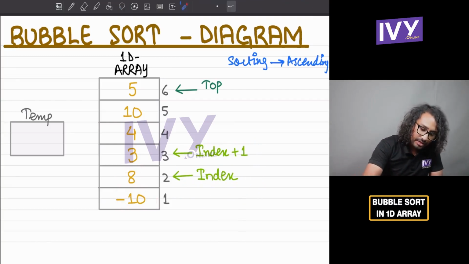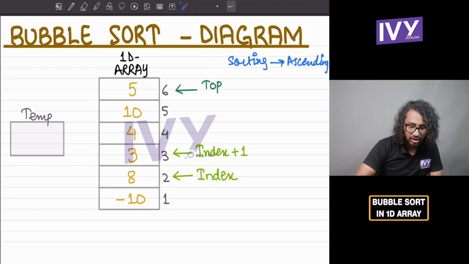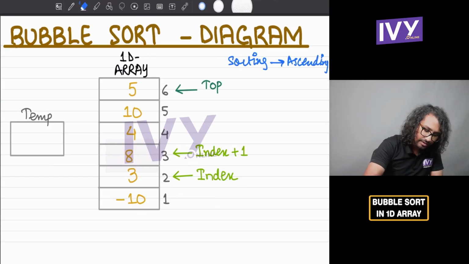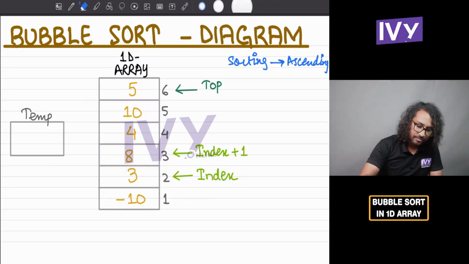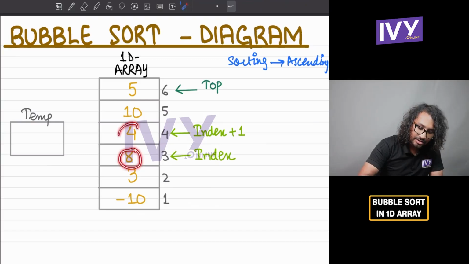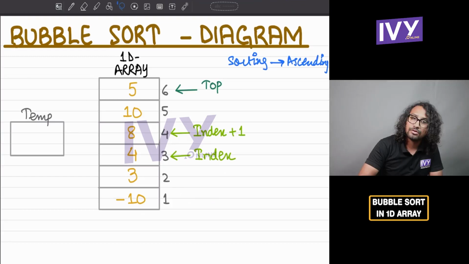What is going to happen? Is 8 greater than 3? Yes, it is greater than 3. This means that 8 needs to be here. 3 is going to come here. 8 is going to come back here. Right? I hope it is clear. Now we are going to go towards next point and we'll see, is 8 greater than 4? Yes, it is. So we are going to place 8 here and we are going to place 4 here and 8 will be back here, right?